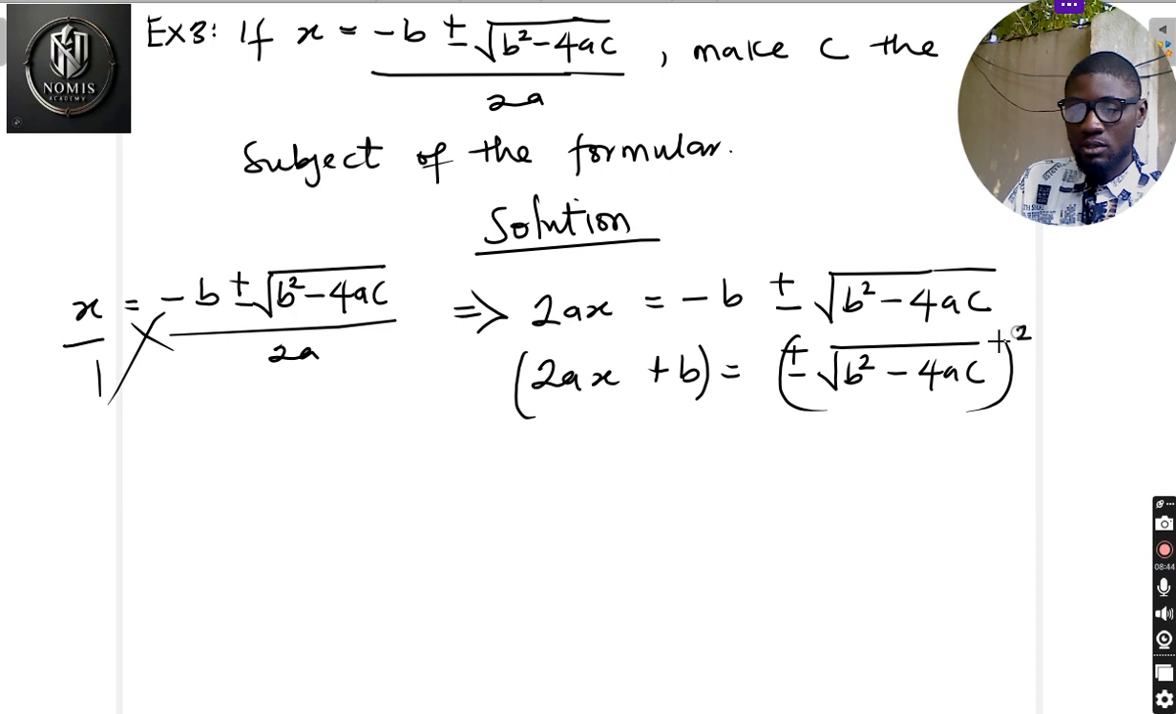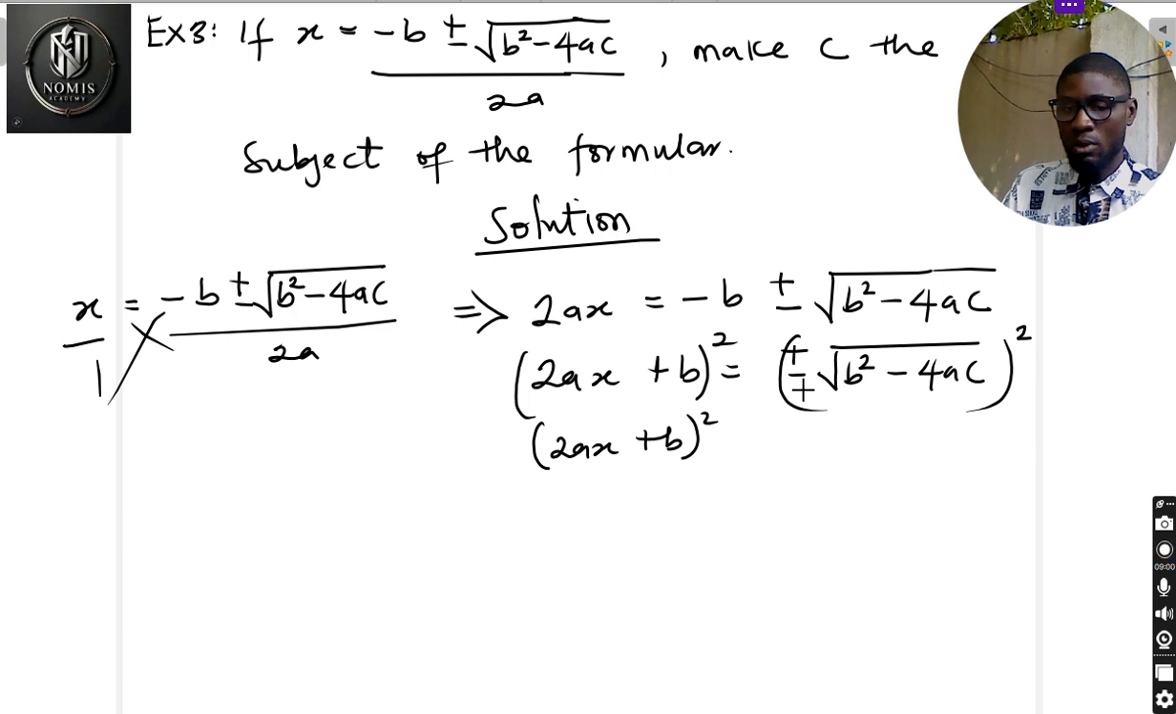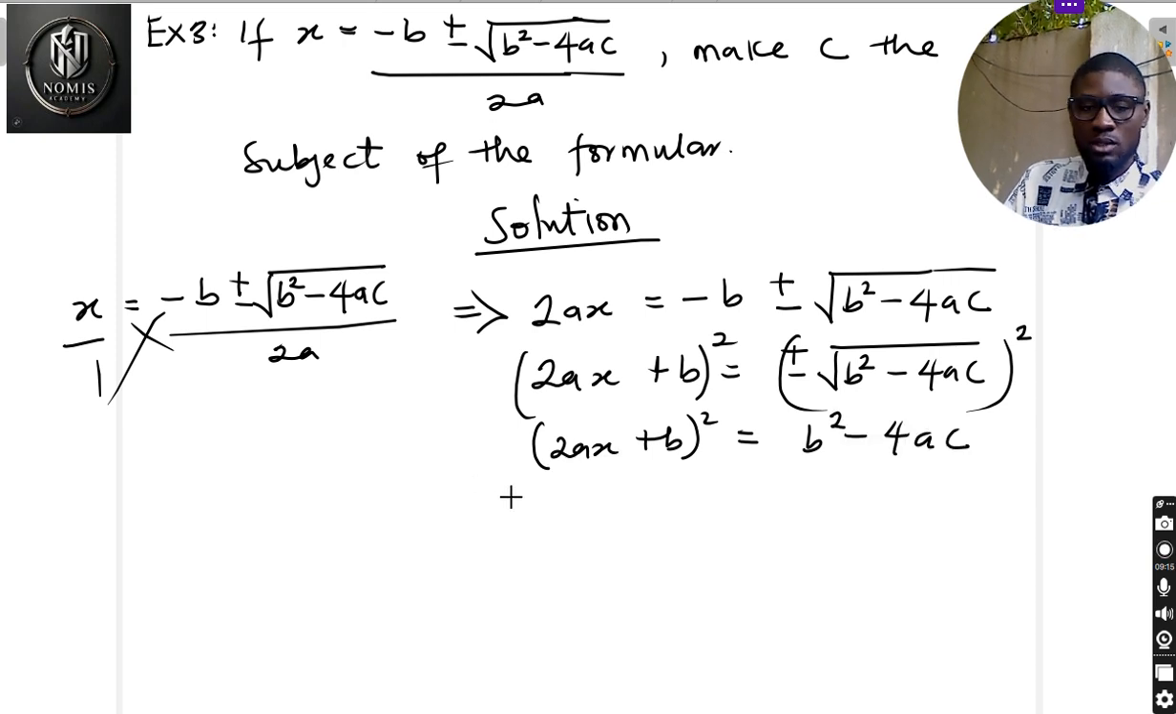When I square both sides, here I have 2ax plus b squared. Plus times plus will be plus, minus times minus will be plus. So I'm left with just a plus, and this square cancels the square root, so I'm left with b squared minus 4ac. So I need to open this one. This is 2ax plus b multiplied by 2ax plus b. Let's expand that: 2ax plus b multiplied by 2ax plus b equals b squared minus 4ac.